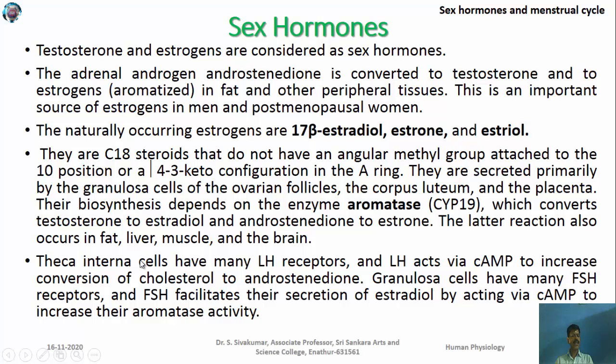The theca interna cells have many LH receptors, and LH acts via cyclic AMP to increase the conversion of cholesterol to androstenedione. Then granulosa cells have many FSH receptors, and FSH facilitates the secretion of estradiol by acting via cyclic AMP, a secondary messenger, to increase the aromatase activity.